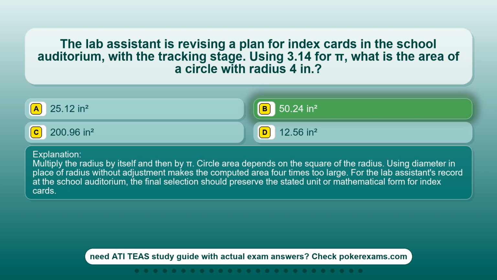Multiply the radius by itself and then by pi. Circle area depends on the square of the radius. Using diameter in place of radius without adjustment makes the computed area 4 times too large. For the lab assistant's record at the school auditorium, the final selection should preserve the stated unit or mathematical form for index cards. Question 23.